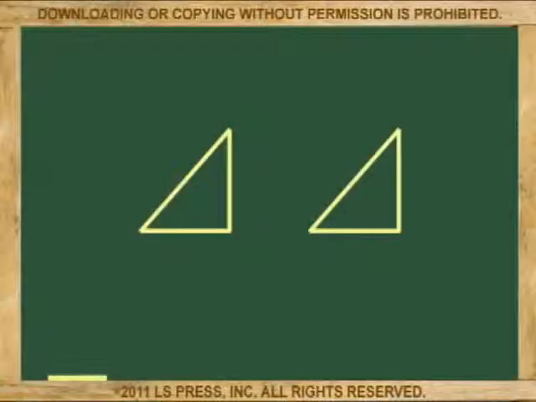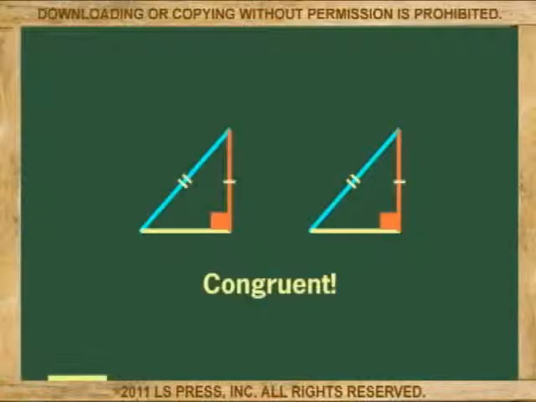5. If you're dealing with right triangles, that is, triangles with a 90-degree angle, and the hypotenuse and one of the corresponding smaller legs are equal, then the right triangles are congruent, without considering the other sides or angles. This congruency is called hypotenuse-leg, or HL for short.